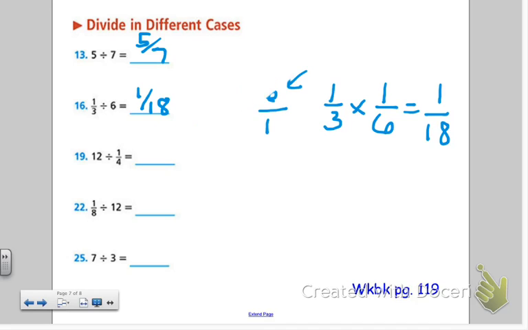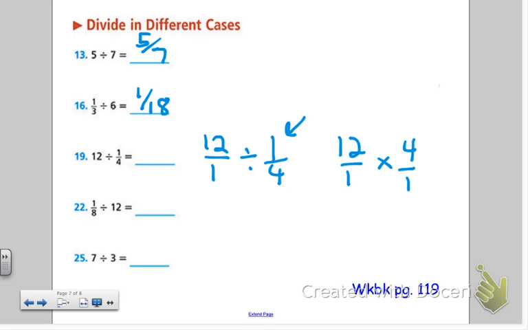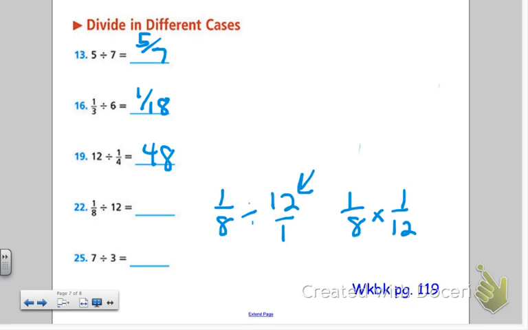Next one. Let's do 12 divided by 1/4. So I have 12 over 1 divided by 1/4. I'm going to take the second fraction and flip it. So now it's 12 over 1 times 4 over 1, or basically 12 times 4, which gives me 48. 2 more to go. 1/8 divided by 12 over 1. I'm going to take that second fraction and flip it. So now it's 1/8 times 1/12. And let's see, that will be 1 over 96, 1/96.